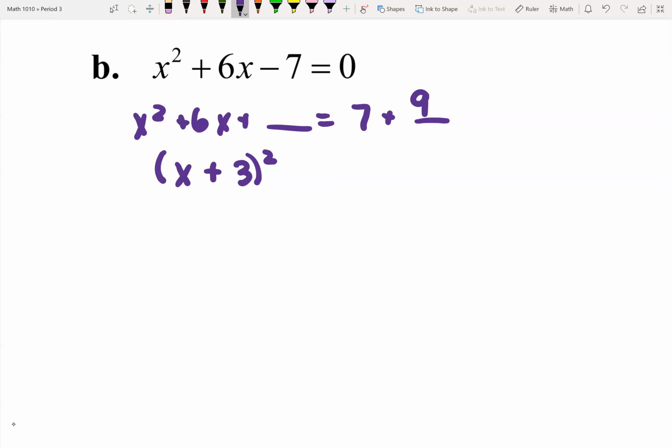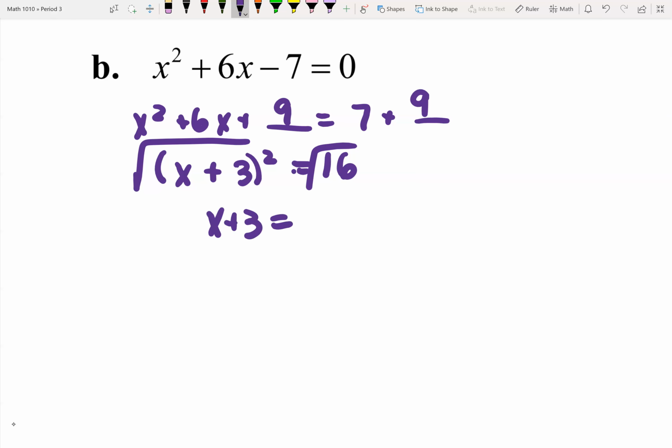Who says I understand what you're saying? Okay, great. Then equals 9 plus 7 is 16. Who got that far? Good. What do I do now, everybody? Square root. And you get x plus 3 equals, talk to me. Just a 4? Plus or minus 4.